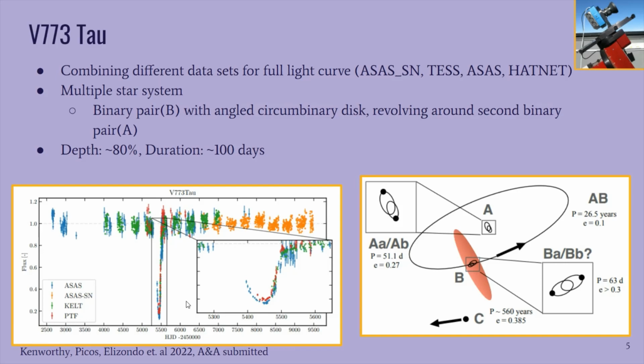It was found that this is actually a quadruple star system with an inner binary and an outer binary. The outer binary has a circumbinary disk around it, and it is believed that this disk is the cause of the eclipse that we see here. A paper discussing this system has been submitted to the Astronomy and Astrophysics Journal, so be on the lookout for that.